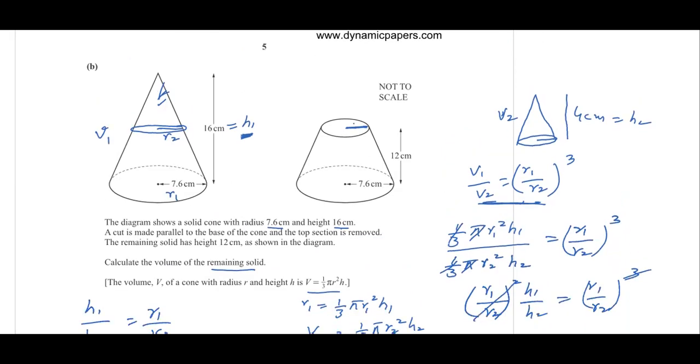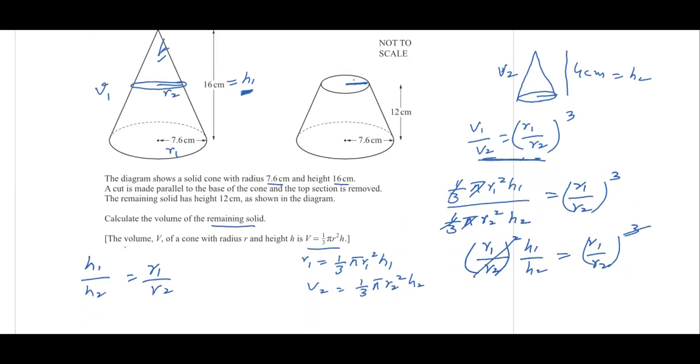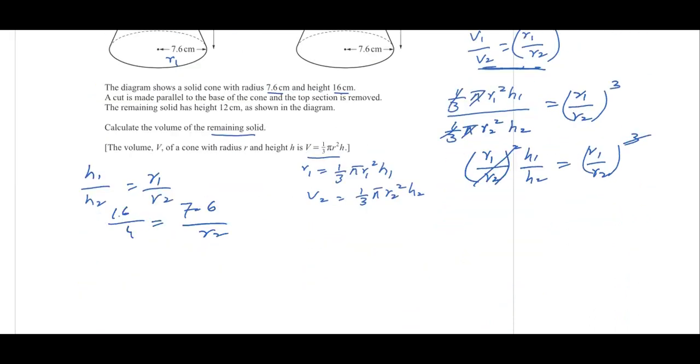And they are similar. So that can be taken from here. So I will say, what is h1 over h2, the second height? That is 16 over 4, equal to r1, which is 7.6, over r2, which we don't know. So we will try to calculate this one. That will become 16 over 4, which is 4, equal to 7.6 over r2.